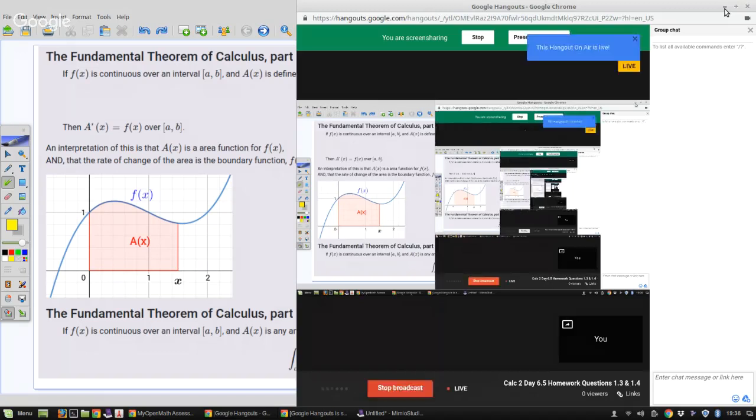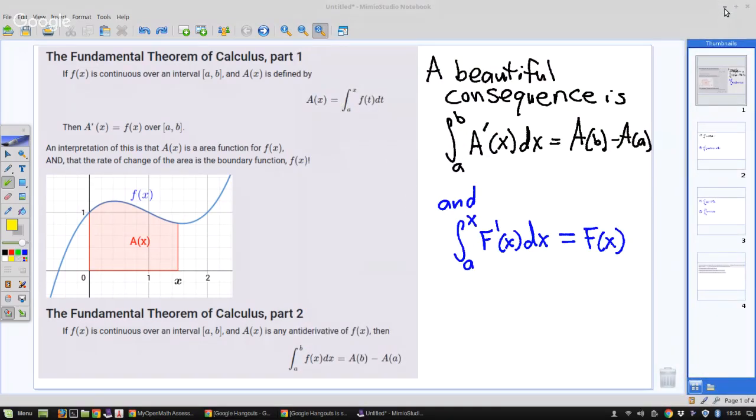So, some applications of the fundamental theorem of calculus. Just a brief overview of it first. We've got some function, it's continuous on an interval. And then we define this other function, I'm calling it A. A lot of times you'll see the notation for this to be capital F of x.